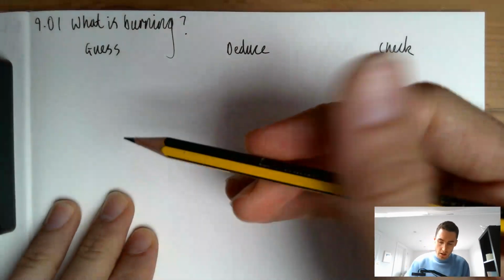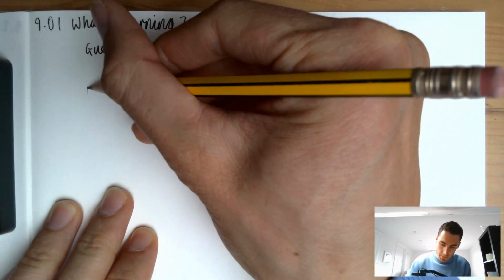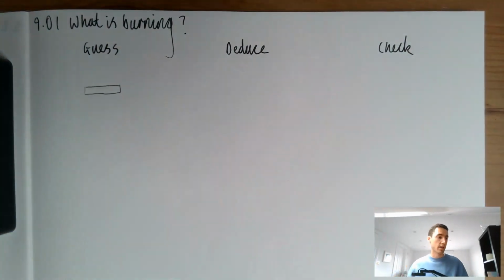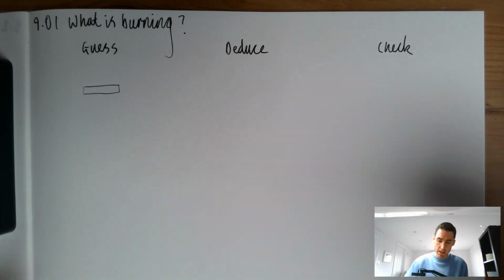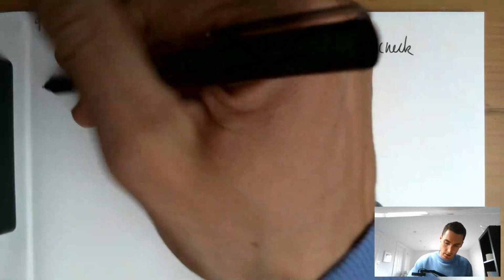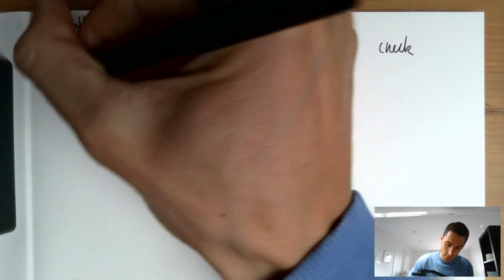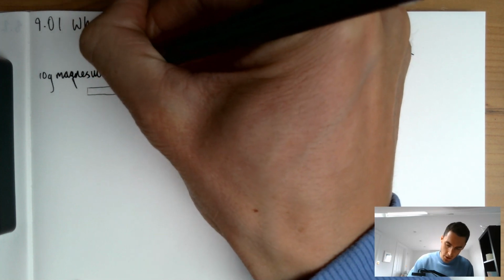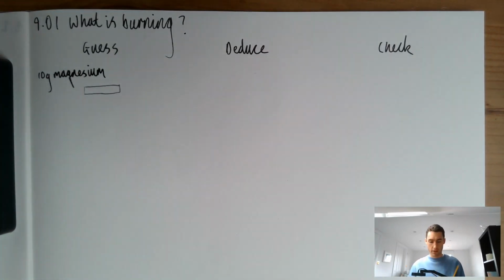So let's start and imagine we've got a piece of magnesium like this. And I would draw this for students and get them to draw with me. And let's say we've got 10 grams of magnesium. So I looked up before recording this video, magnesium was actually discovered by Joseph Black, one of my scientific heroes from Scotland in the 1700s.